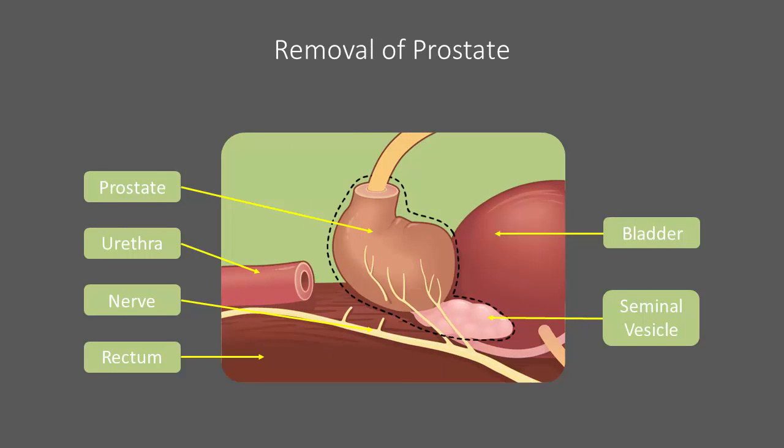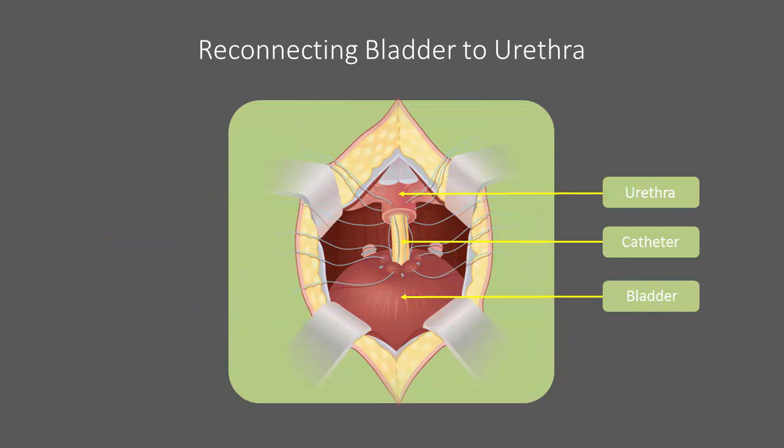Following nerve sparing, the prostate is completely disconnected from the urethra and bladder and carefully lifted away from the rectum. The vas deferens are cut, and the seminal vesicles are then removed. After sending off the prostate for analysis, the opening to the bladder, called the bladder neck, must then be sewn back onto the urethra to recreate the urinary tract. This is done over a catheter, which keeps an open channel for urine drainage while things are healing.